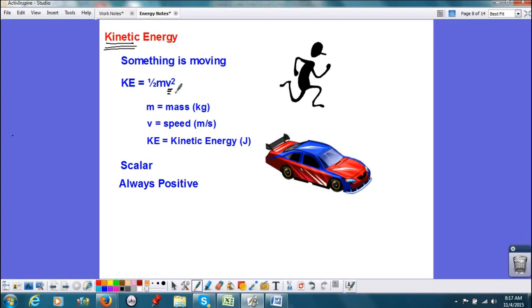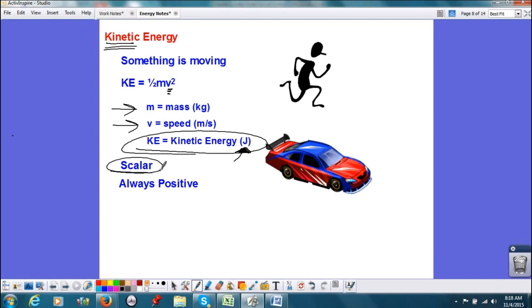Okay, now the units. We want our kinetic energy to be measured in joules, just like our potential energies were measured in joules. In order to do that, we need to make sure that the mass is given to us in kilograms, and we need to make sure that the speed that we put into the formula is in meters per second.